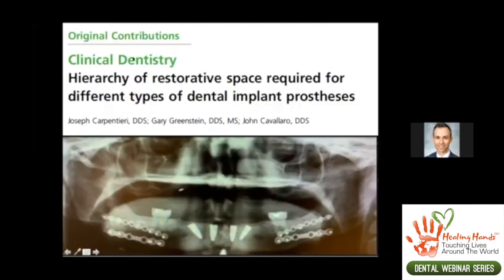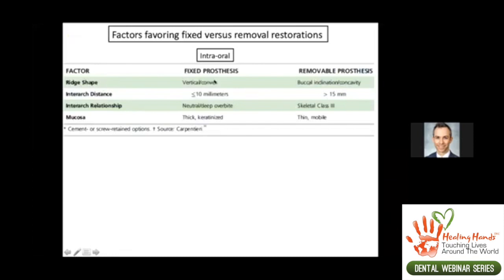This is a nice paper from the Journal of the American Dental Association from 2019, discussing the hierarchy of restorative space that's required for different types of dental implant prosthesis. And they did a literature review, and as you can imagine, there are many different opinions from different authors in the literature, but there are several different factors that you can look at, both intraoral and extraoral, to determine whether you should consider a fixed versus a removable restoration.